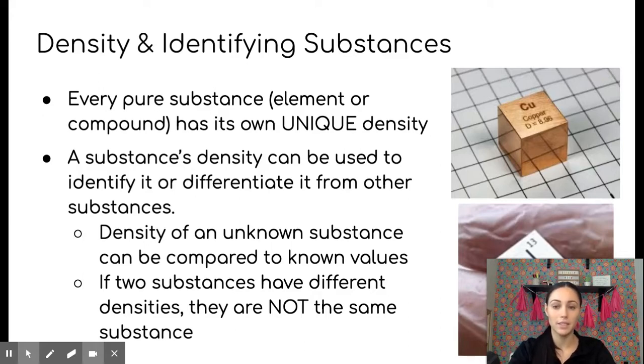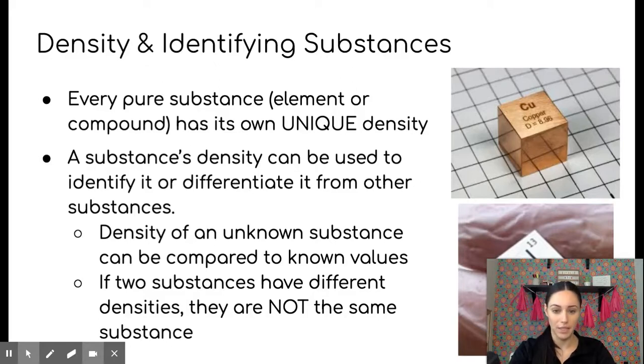That means the density is something that can be used to identify and differentiate between substances. We know about properties of matter that every pure substance has their own unique set. Therefore, every pure substance, so every element and every compound, has its own unique density, meaning no other substance has the same density. For this reason, a substance's density can be used to identify it or differentiate it from other substances.